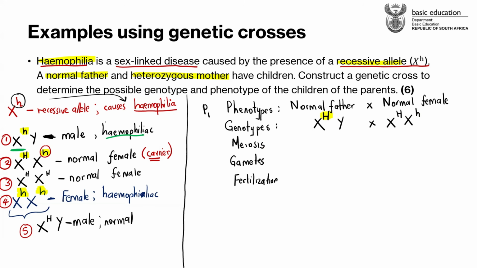And then after fertilization, you will write the genotypes for the F1 generation, or the genotypes for the offspring. So you're going to write F1 generation here, then the genotypes, and lastly, the phenotypes.